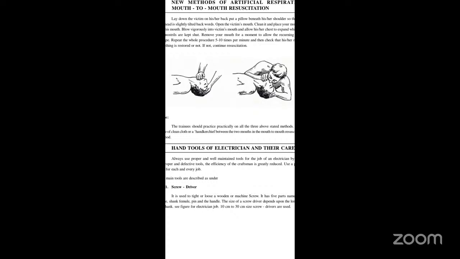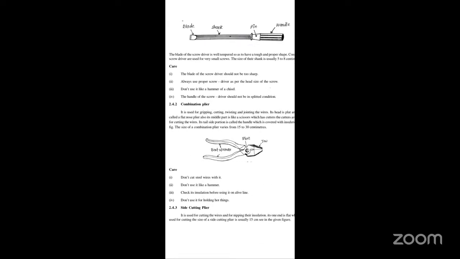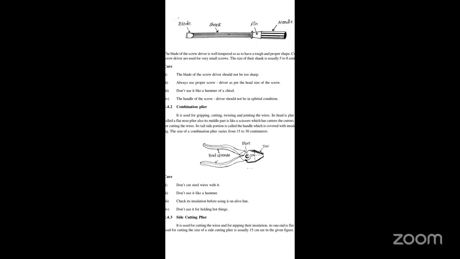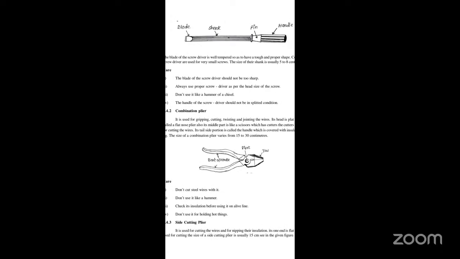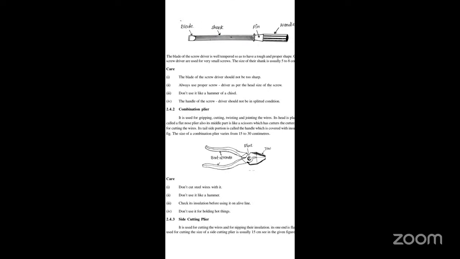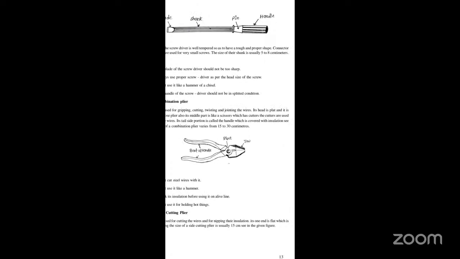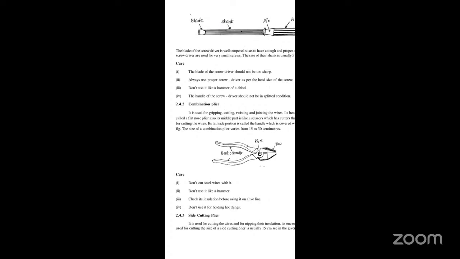This is the initial equipment we are using as tools of an electrician, the screwdriver. It is 10 centimeters to 30 centimeters in size. Five types of models are there. See, shank, blade, pin, and handle. Handle, shank, pin, and blade. The blade of the screwdriver is well tempered so as to have a tough and proper shape. Next, connector screwdrivers are used for very small screws.